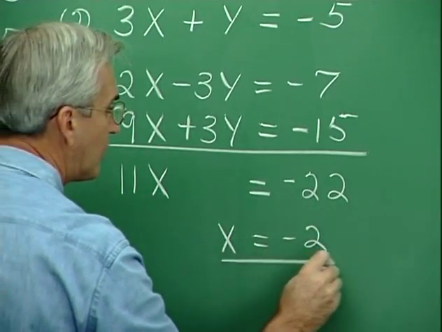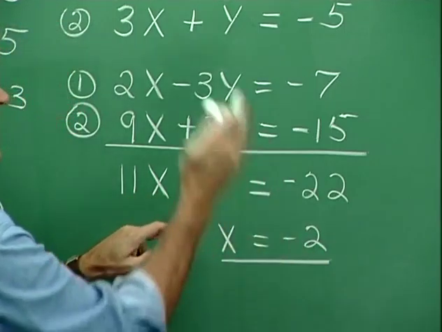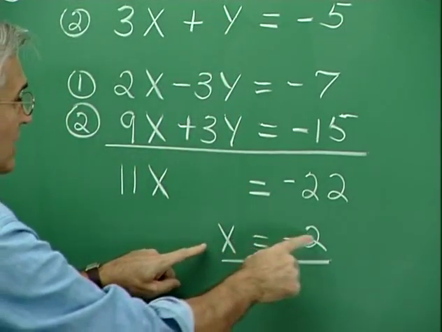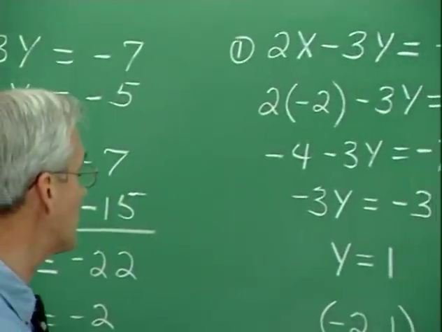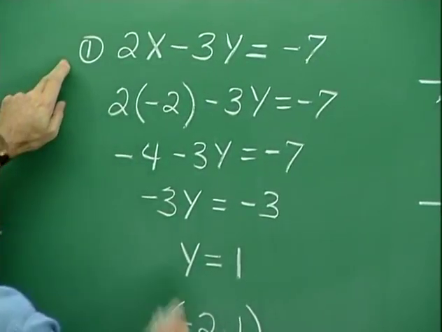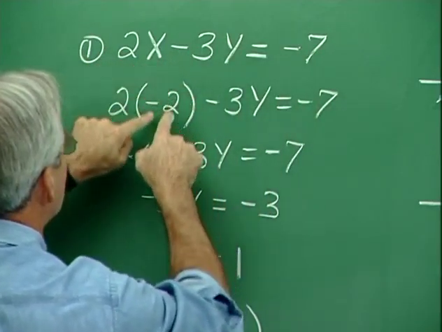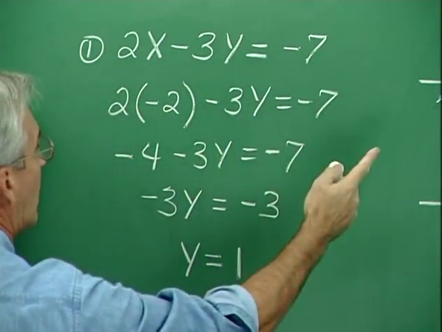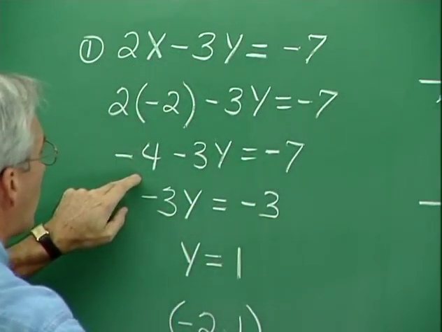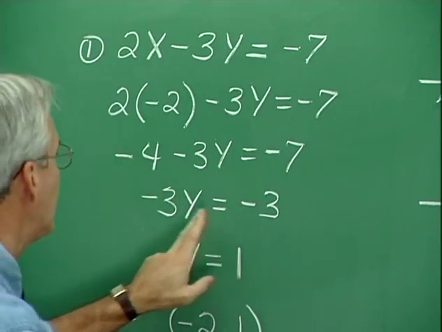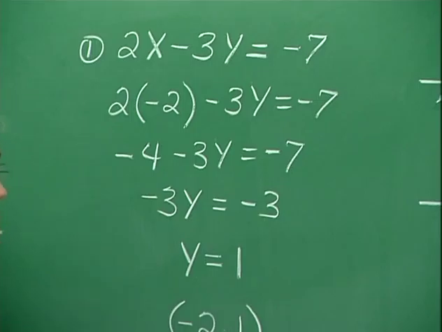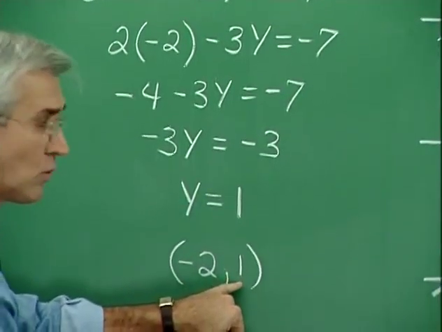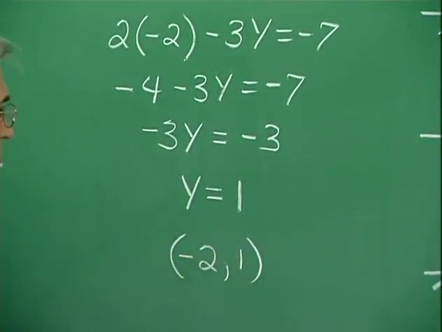But if x is -2, I find y by back substitution. I replace x with -2 in one of these two equations. I've chosen to replace x with -2 in equation 1. So here's equation 1, replace x with -2 and solve for y. This becomes -4. Adding 4 on both sides, I find -3y to be equal to -3, so y is 1. When x is -2, y is 1, and so this is the solution to the system.